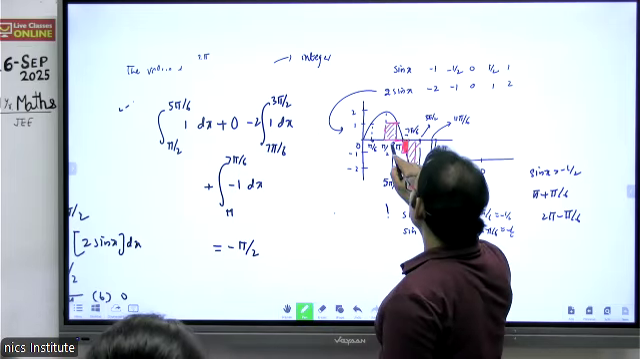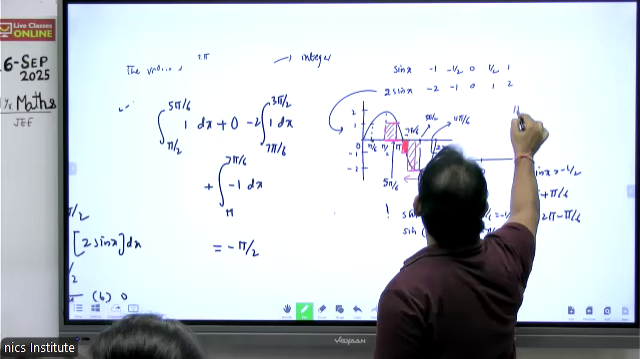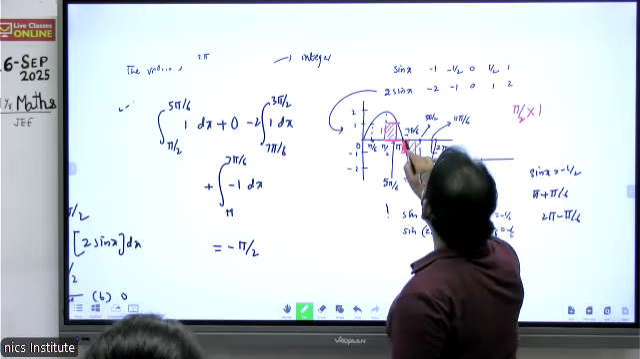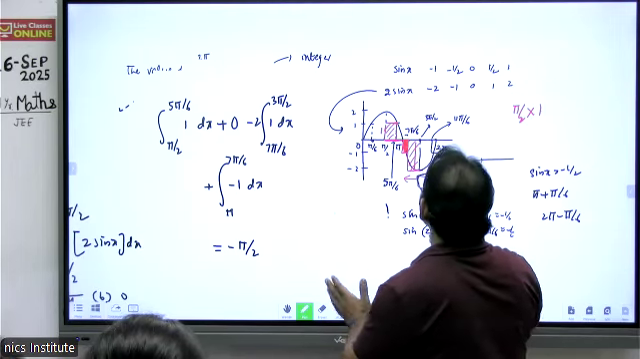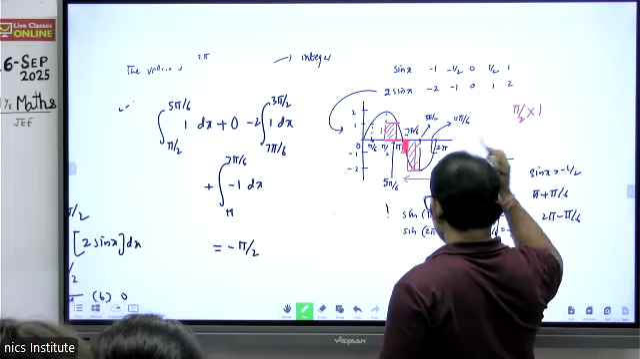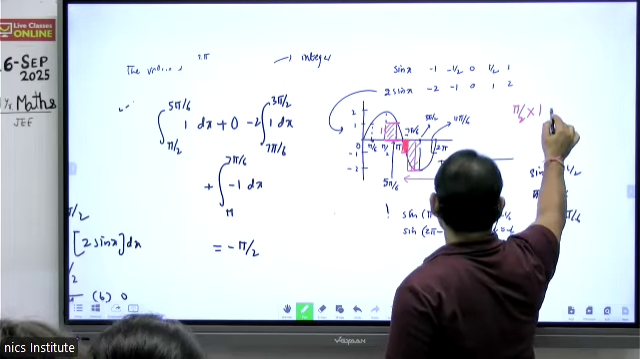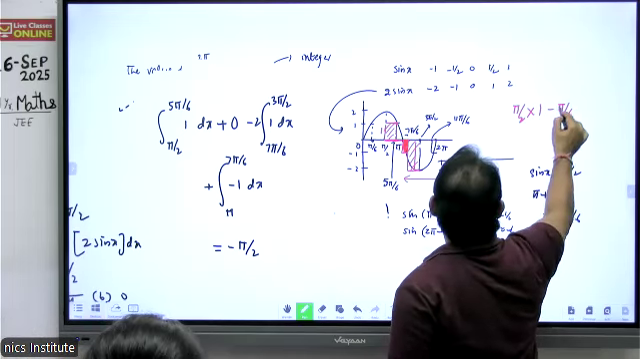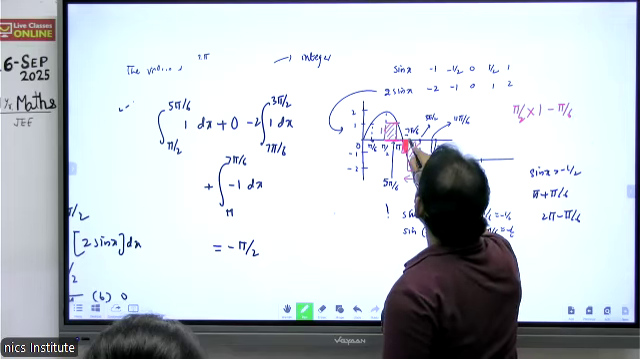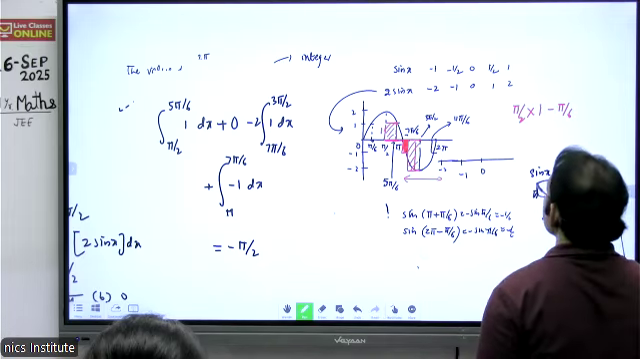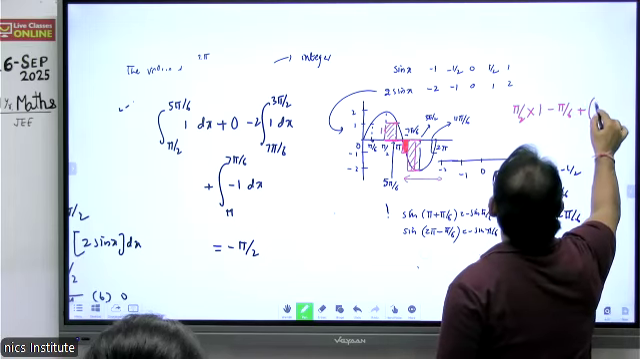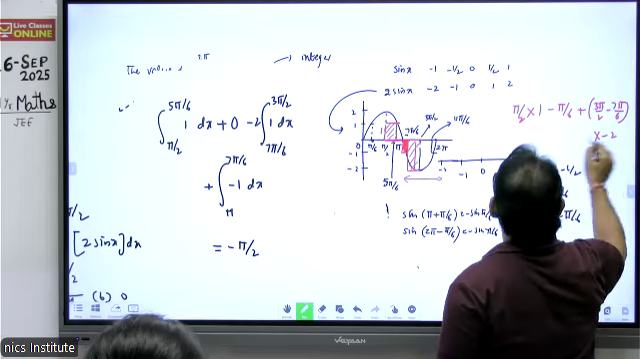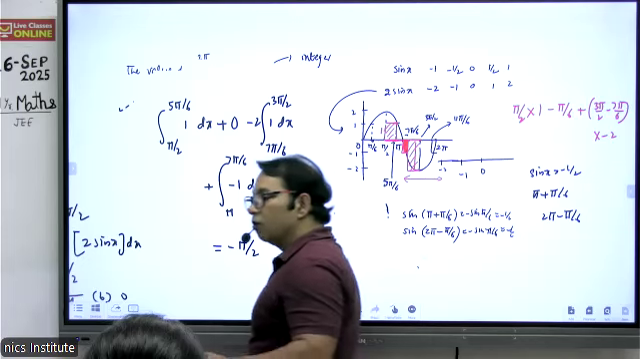Pi by 2 to pi, the length is pi by 2, the base is pi by 2, and the height is 1. This is the area. From pi to 7 pi by 6, what is the width? 7 pi by 6 minus pi, pi by 6 is the width. But what is the height? Height is minus 1, right? Then this width is how much? 3 pi by 2 minus 7 pi by 6, and the height is minus 2. So you can use this area method also and get the answer.